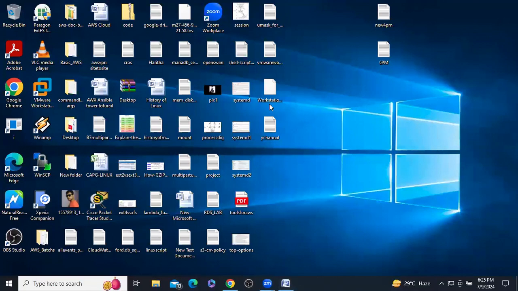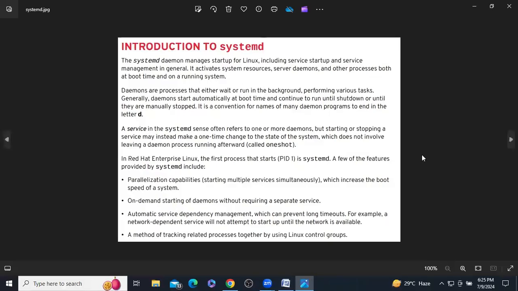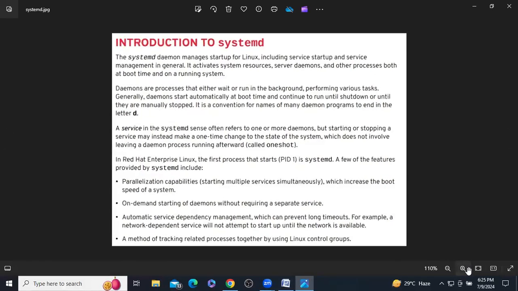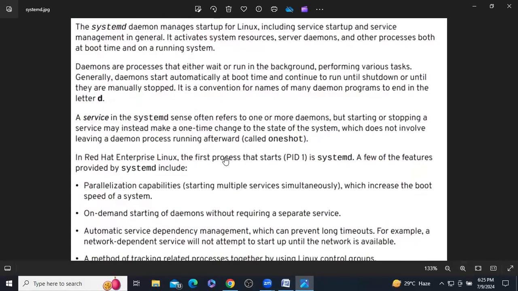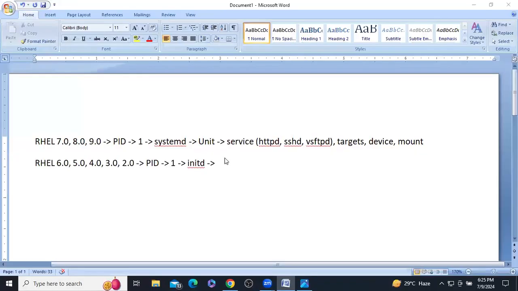So let's see, guys. What is systemd? What is the use of systemd? Who is going to manage the systemd objects? Systemctl is going to manage them. So we have systemd objects and units. Who manages systemd objects? Systemctl is a command, so it will manage systemd objects.